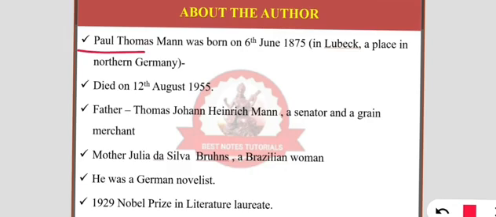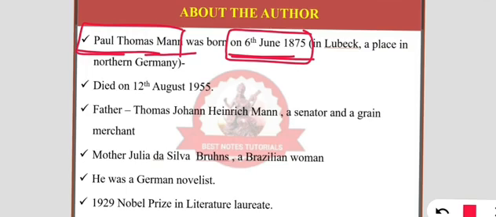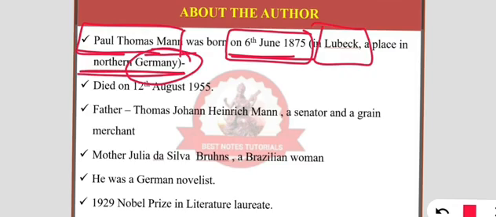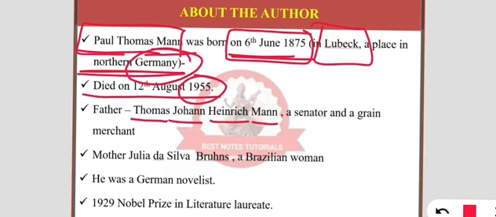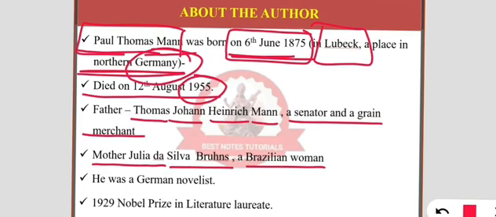So here, Paul Thomas Mann, which is the full name of Thomas Mann, was born on 6th of June 1875, and the place was Lübeck, a place in northern Germany. I told you that this novel is a German novel, which is written by Thomas Mann. He died on 12th of August 1955. His father was Thomas Johann Henrik Mann, a senator and a grain merchant. Then mother is Julia da Silva Bruhns, a Brazilian woman. He was a German novelist.